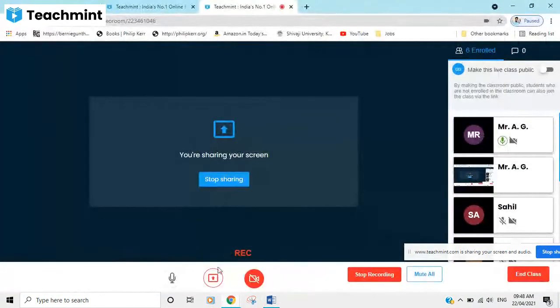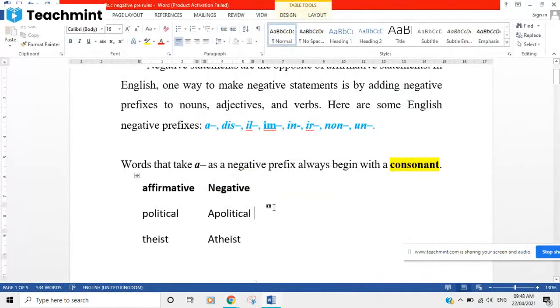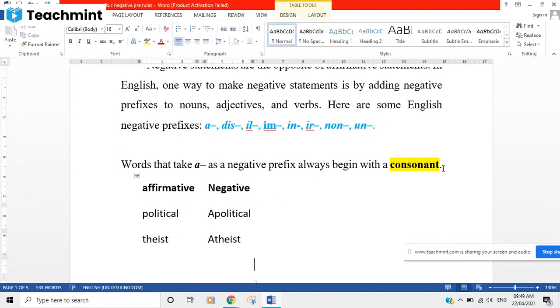Now, when we talk about a negative prefix a, we should know that this takes place only before a consonant sound. For example, the word political is given here, and it starts with a consonant sound, that is p. So, in order to make this word negative, we need to add the prefix a before the word, so that we can turn it into a negative word.